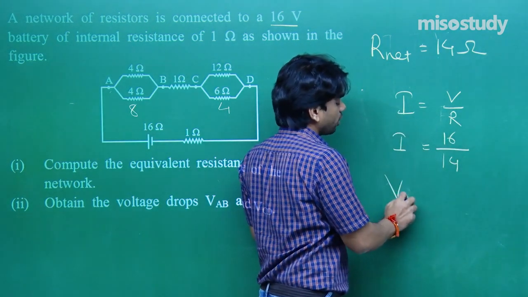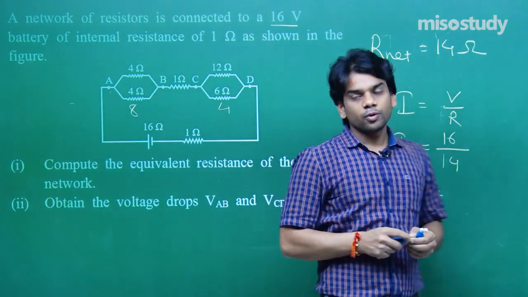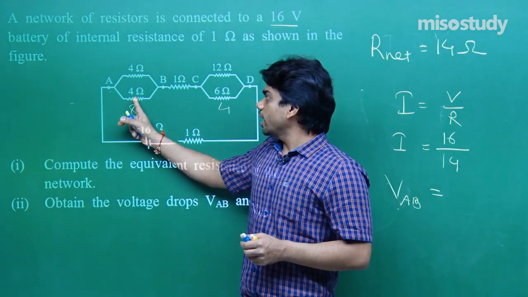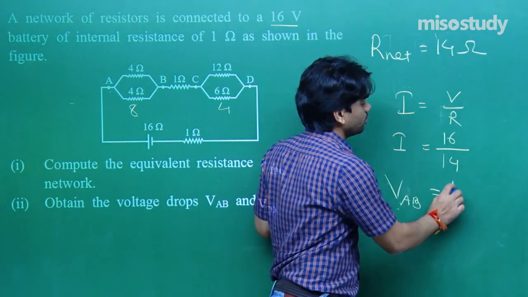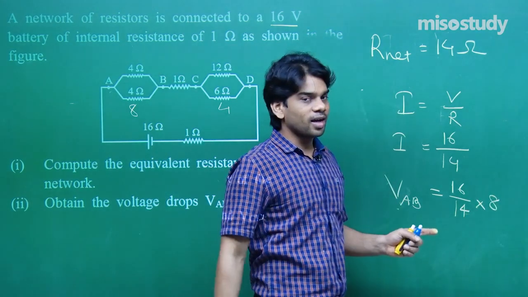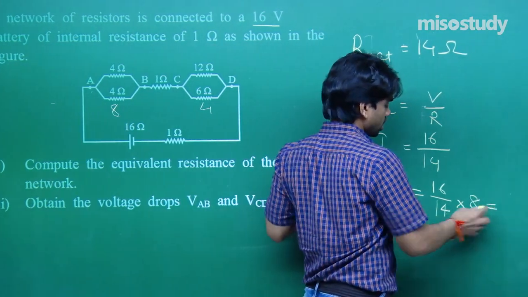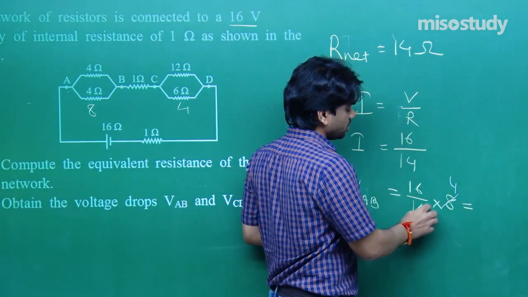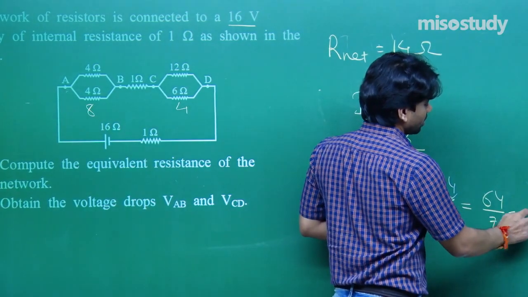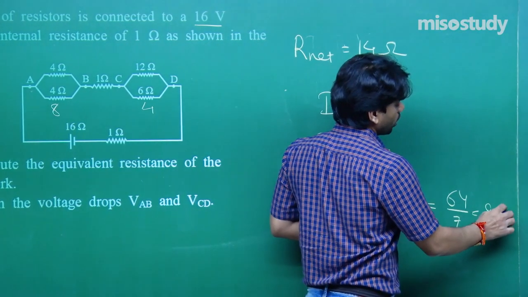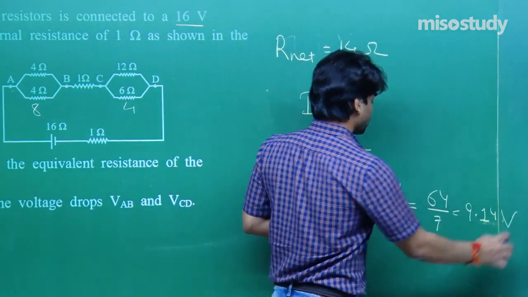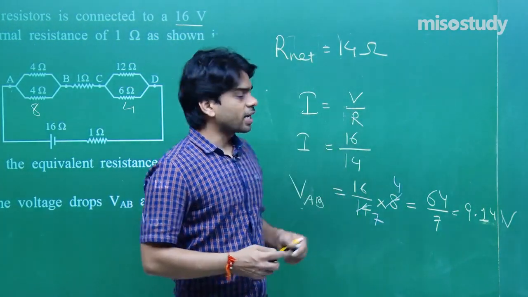So voltage drop across AB, if you just see, that will give us V equals IR, 8 into I, 16 by 14 into 8. This will give you the required answer. 16 into 8, this will give you 4 times 7 times 16 into 4, 64 by 7, somewhere around 9.14 volt. V equals IR I have used.